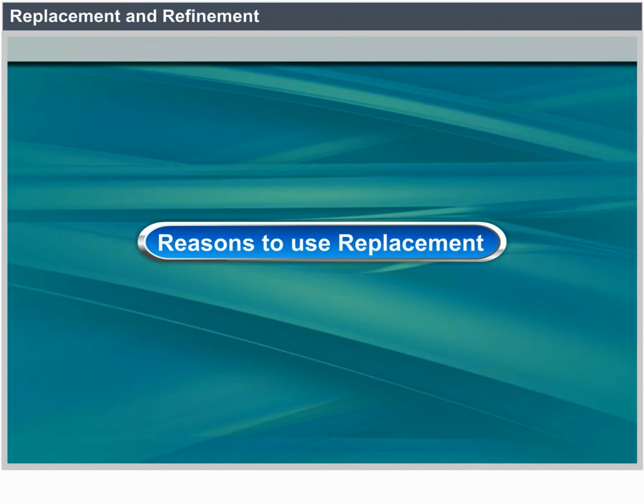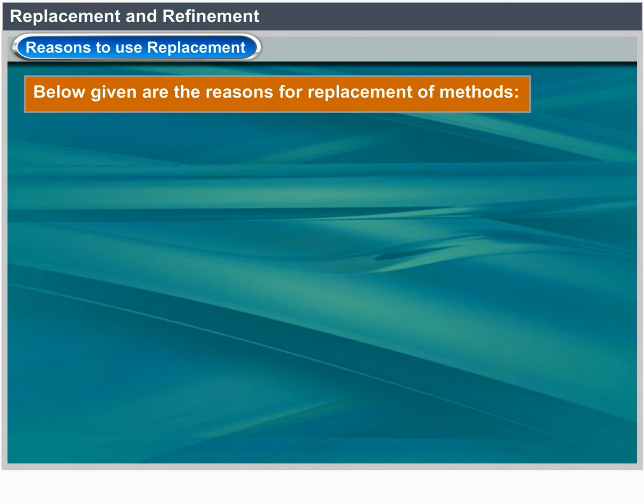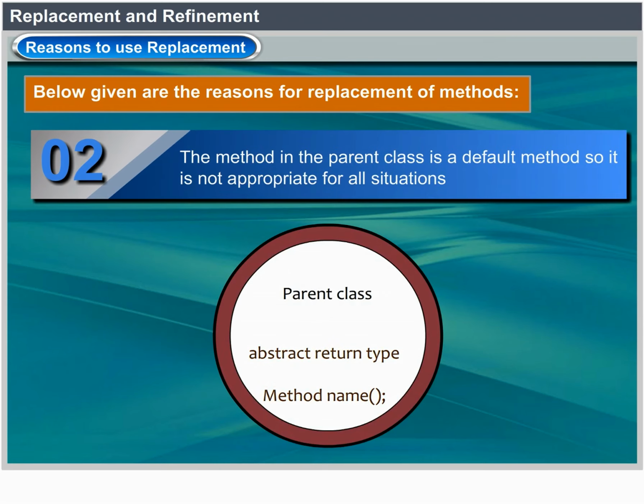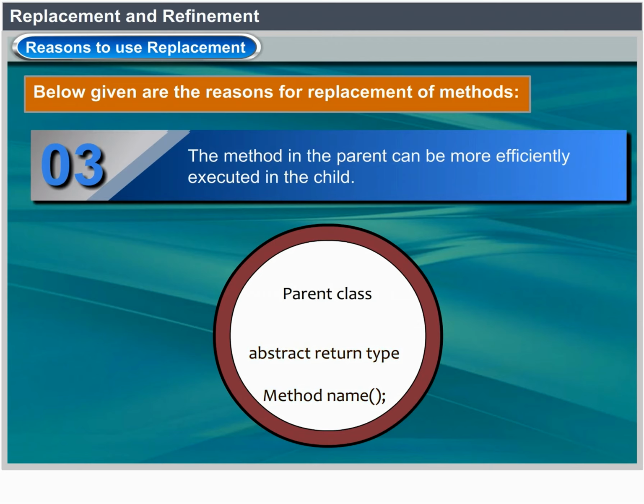Reasons to use replacement. Below given are the reasons for replacement of methods. The method in the parent class is abstract and it must be replaced. The method in the parent class is a default method, so it is not appropriate for all situations. The method in the parent class can be more efficiently executed in the child class.